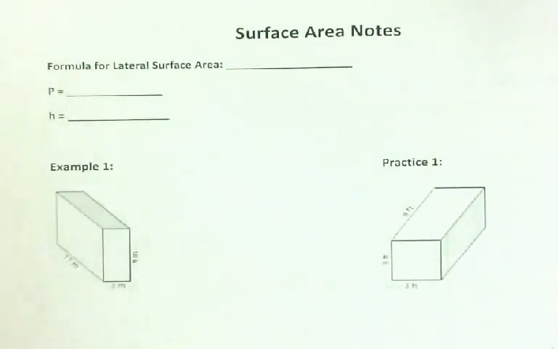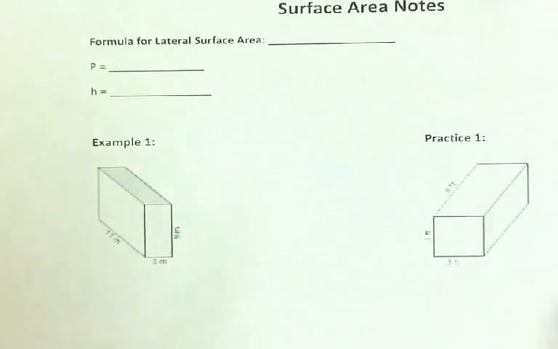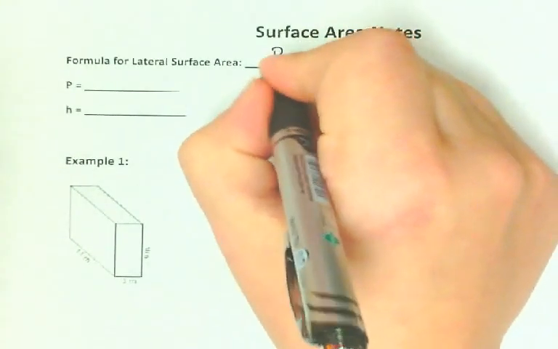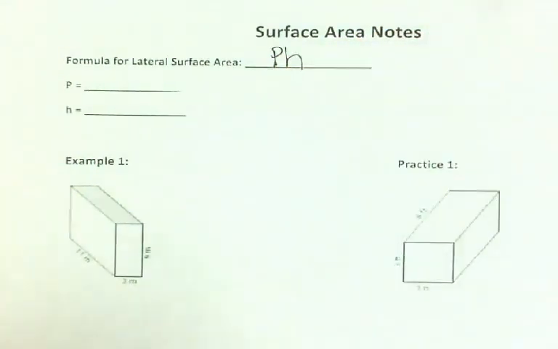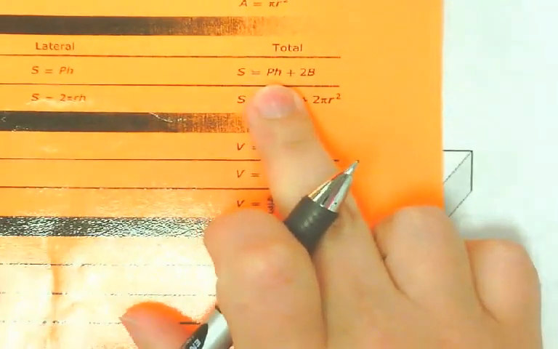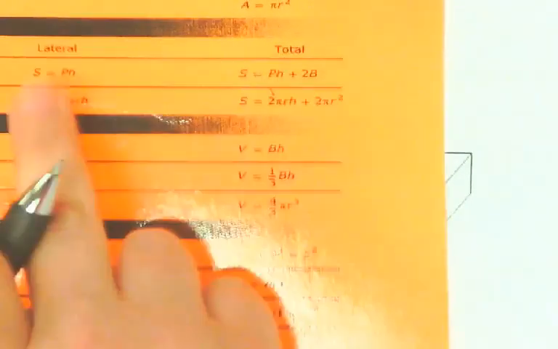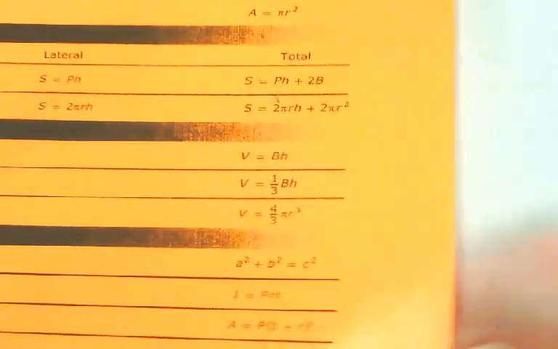Okay, so if you look on our formula chart, this one's going to be part of what we already did. Okay, it's just going to be the perimeter of the base times the height. Okay, so when you are finding total surface area, you find the lateral surface area, and then you add the area of the 2 bases. Okay, so this should be a little bit easier than finding total surface area.